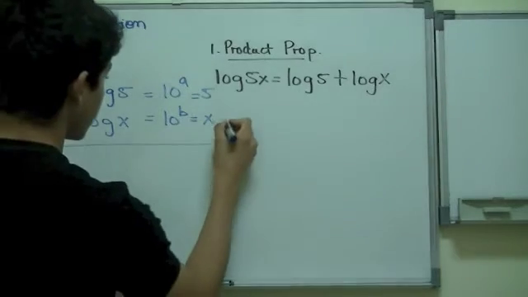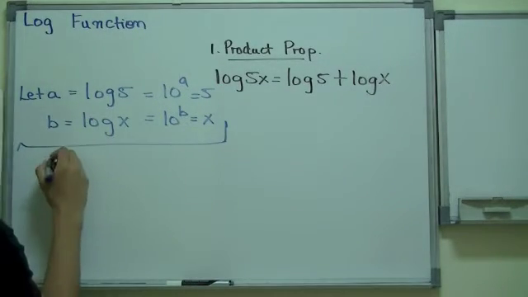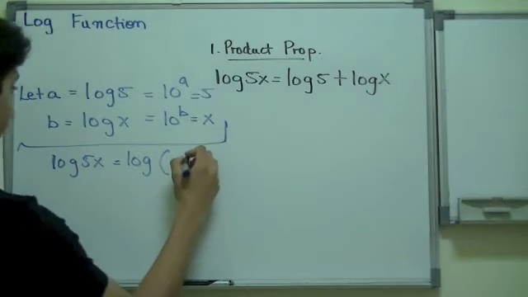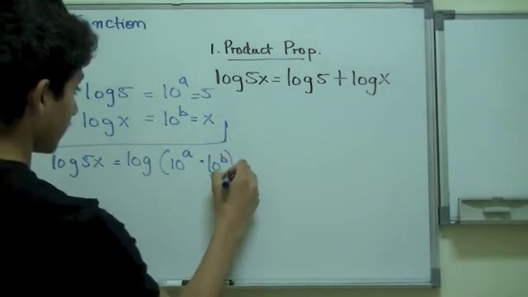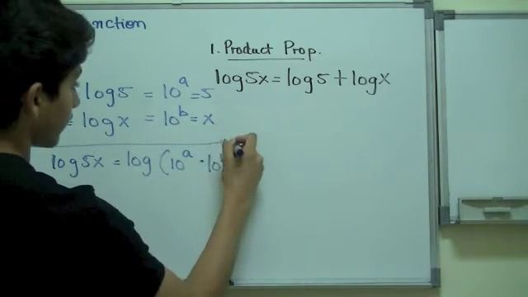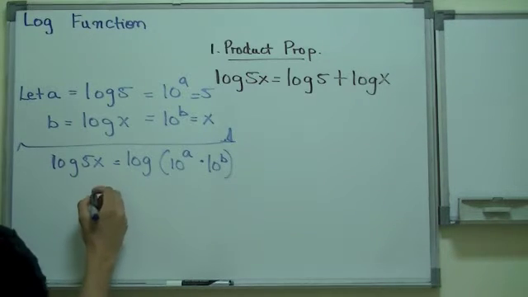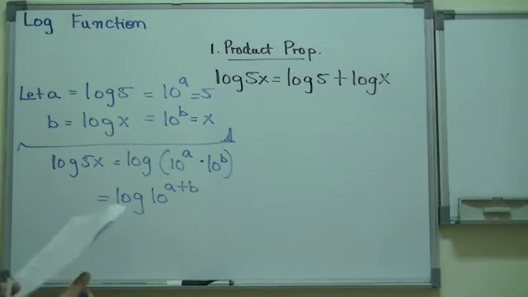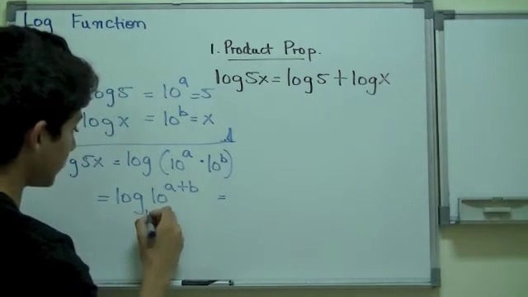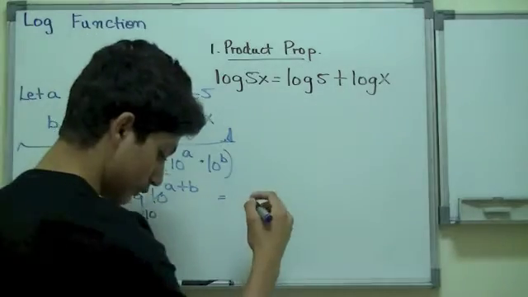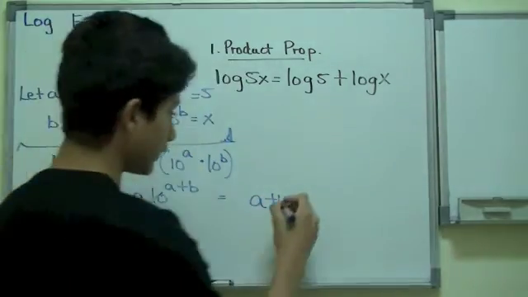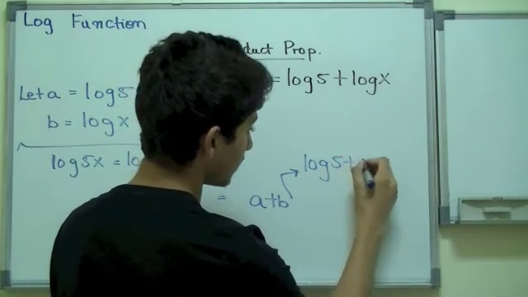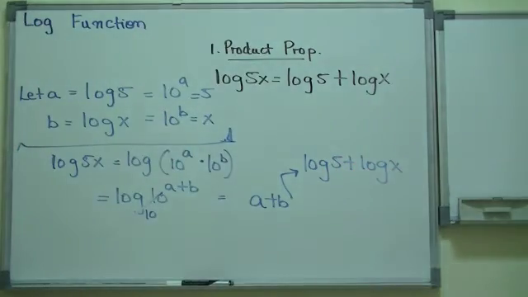So here I've explained this. Second, log 5x is equal to log of 10 raised to a times 10 raised to b. Okay, you see where we are going? This is the first step right here. The second step is log of 10 raised to a plus b. Which basically, since the base is 10, this would cancel out as 1. So this would basically become a plus b, which, replacing the values with a and b, is log 5 plus log of x. You see where I went through, right?